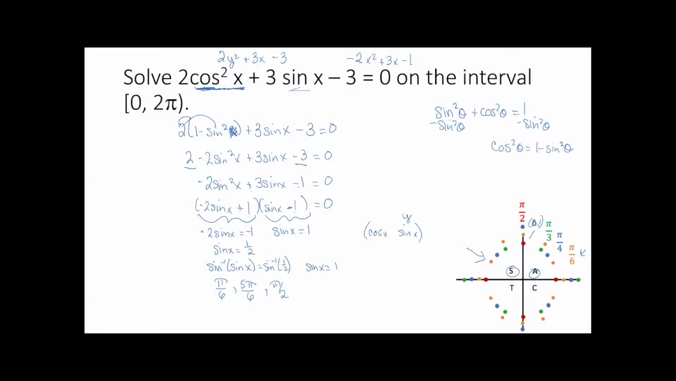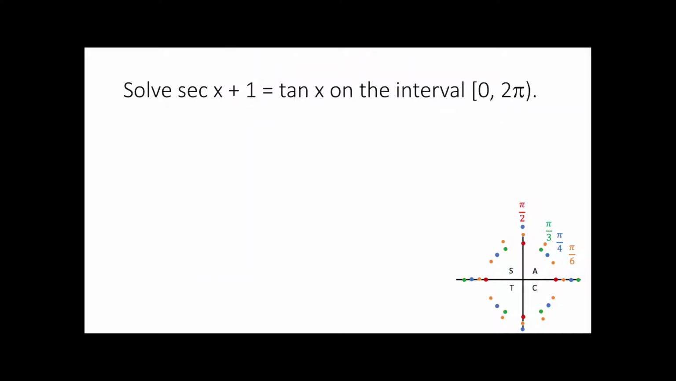Or if you prefer, sketch a quick sine wave. Sine starts in the middle, ends in the middle, and the middle's in the middle, and it's high and low. And so at pi over 2 is where it's going to be positive 1. So those are our solutions on the interval of 0 to 2 pi.